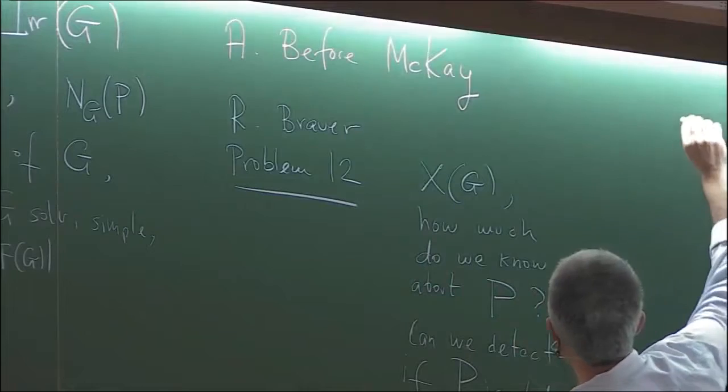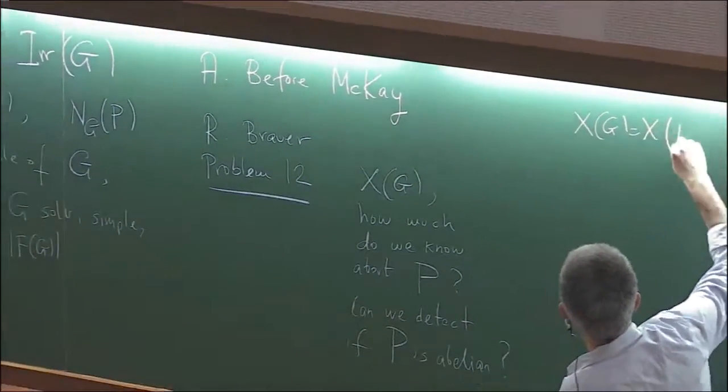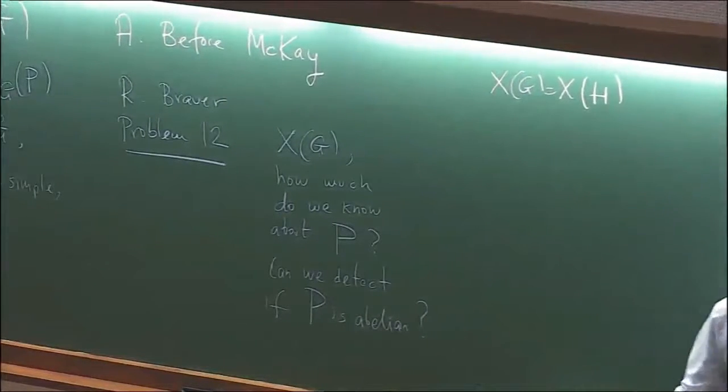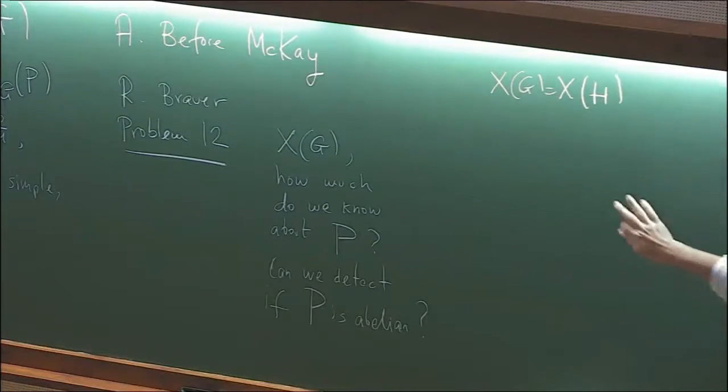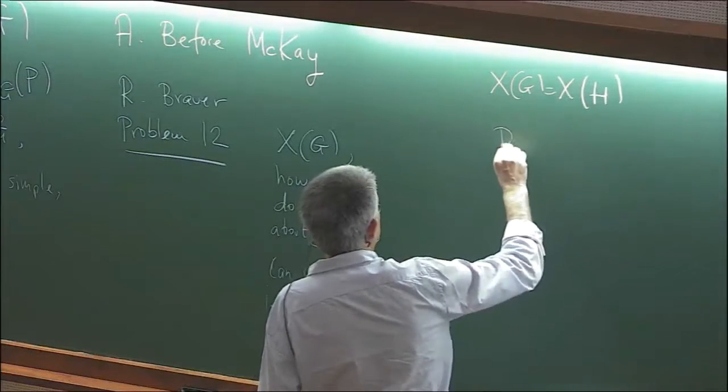In the following way, they proved that if chi_G equals chi_H, and G has abelian Sylow p-subgroups, then H also has abelian Sylow p-subgroups. But this is not a practical method. I mean, Brauer was not thinking on this solution, I think. He was thinking on the following, on the so-called Brauer's height zero conjecture.